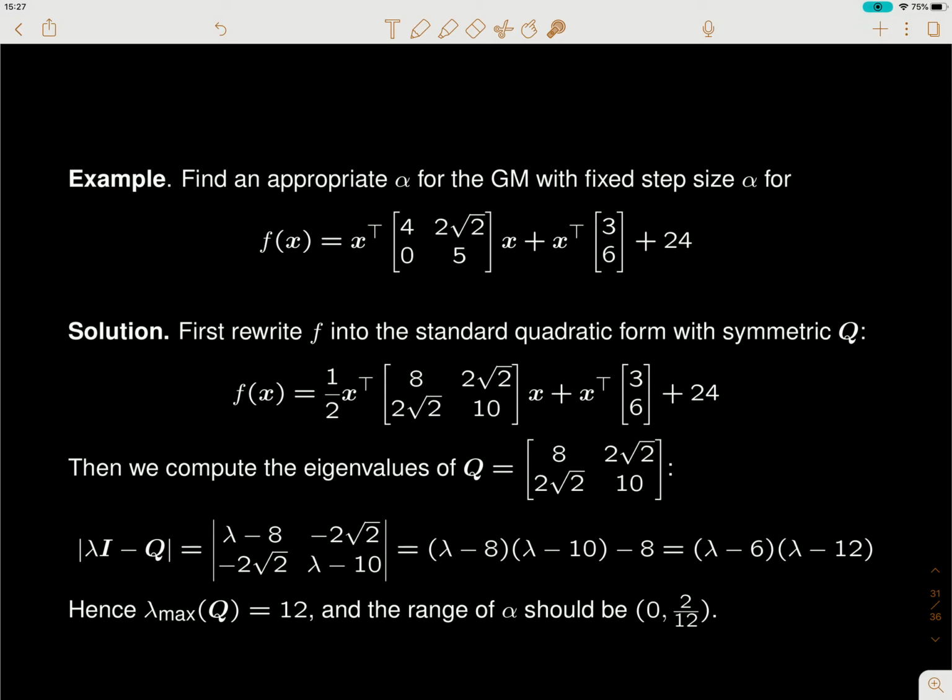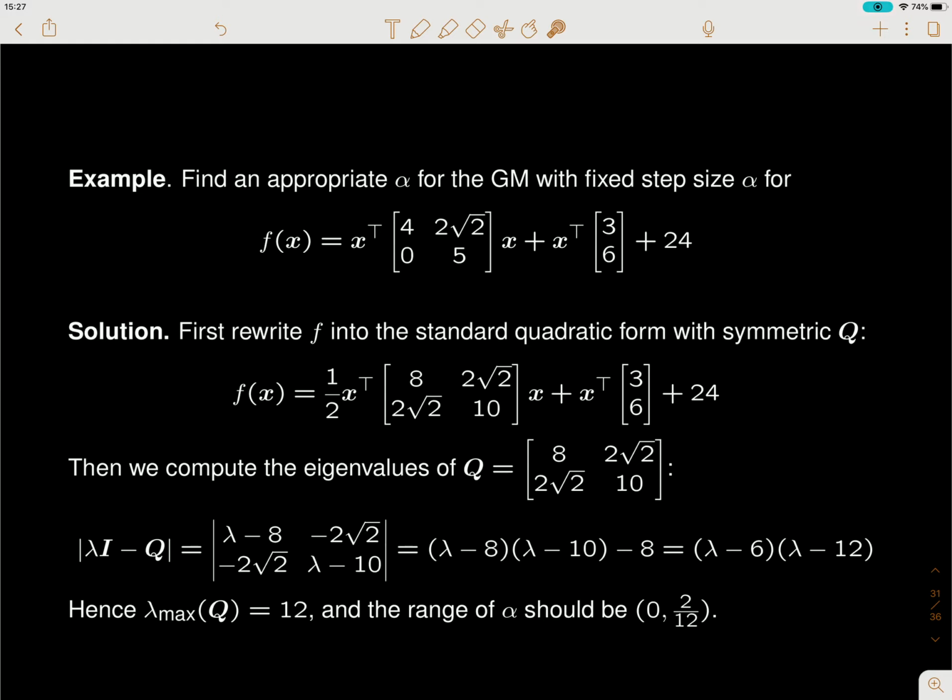To compute the eigenvalues of Q, take the determinant of lambda I minus Q, and then we get a quadratic function of lambda because Q is a 2 by 2 matrix. We simplify it into this form. That means the solution is lambda equals 6 or lambda equals 12. These are the only two roots of this quadratic function of lambda. So the smallest eigenvalue of Q is 6, and the largest one is 12.